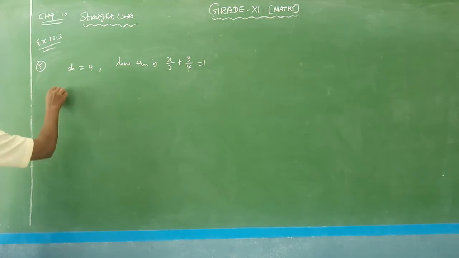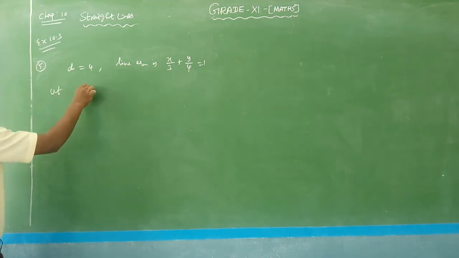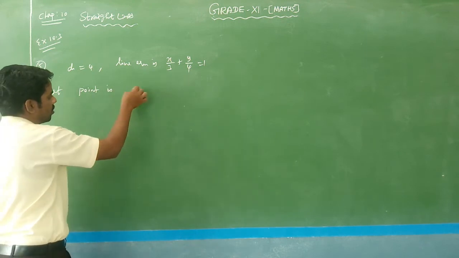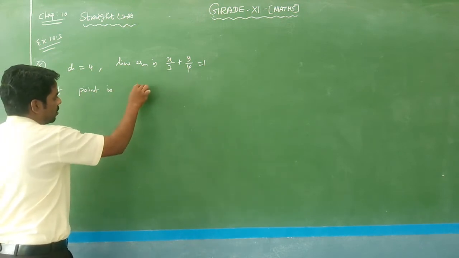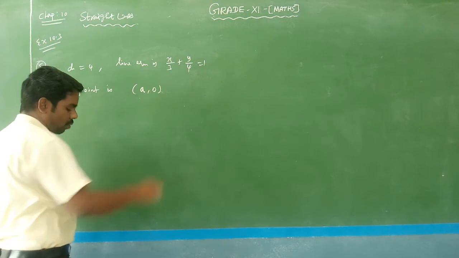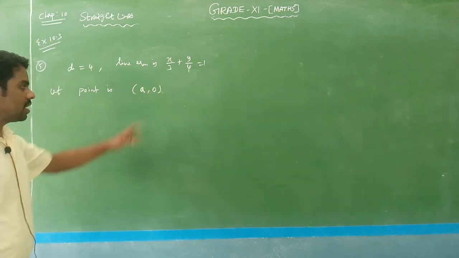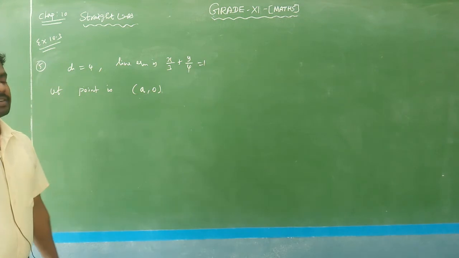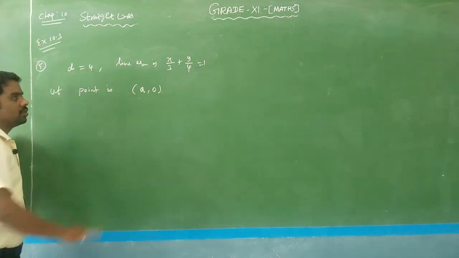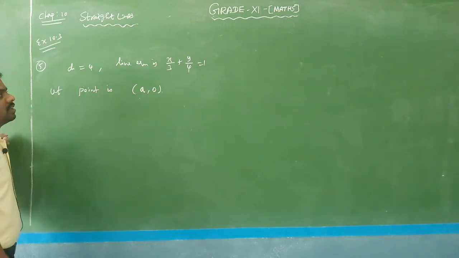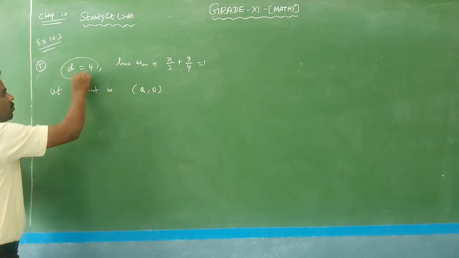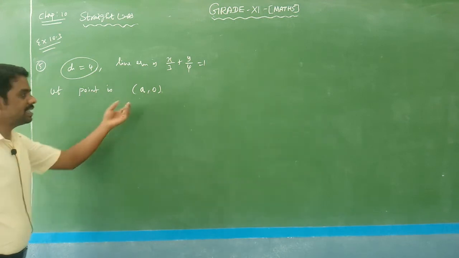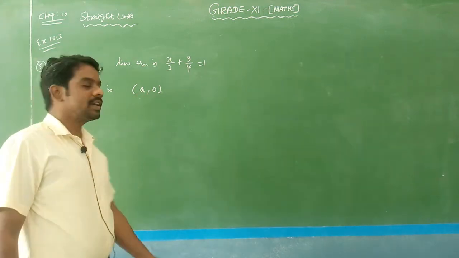So let us consider the point on the x-axis to be (a, 0). On the x-axis the y coordinate value is 0, so let us consider the point (a, 0). We also have the given information that the distance is 4. We have to find the answer a. Okay, right.